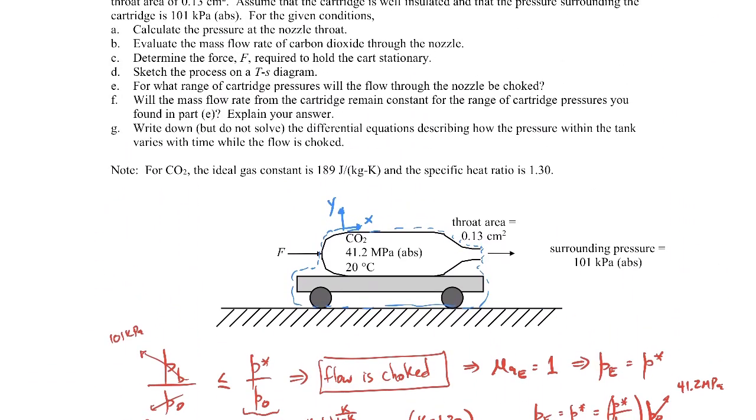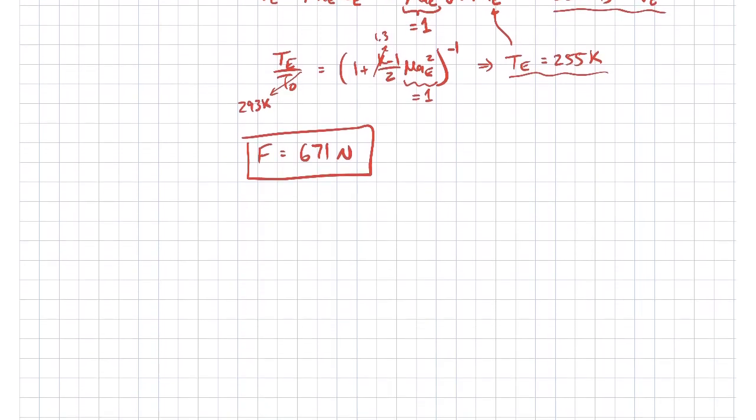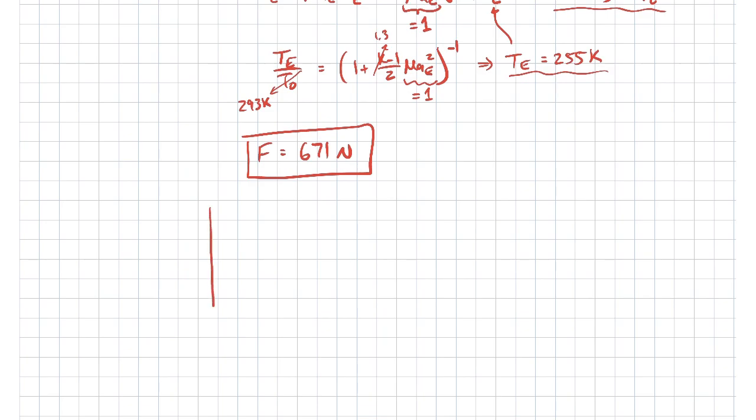So that's part C. Part D is sketch the process on a TS diagram. So let's do that. So here's our TS diagram. We're starting from stagnation conditions up here. So here's the stagnation temperature. Here's the stagnation pressure. So we're going to start from there. And then we go isentropically to the throat, or the exit. In this case, the throat and exit are the same thing. And that's at sonic conditions. So this will be T star.